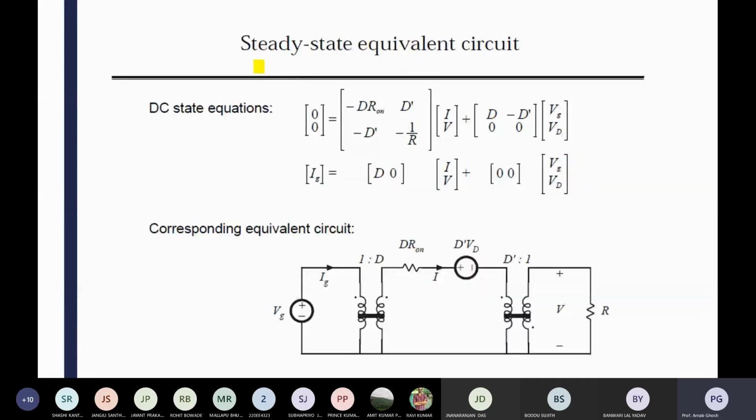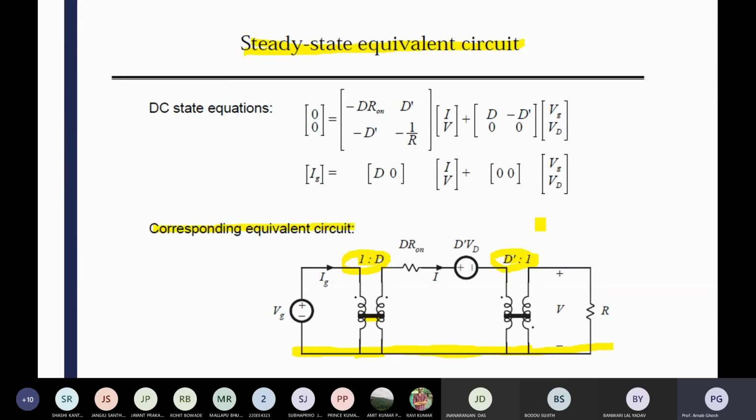Then you get the steady state equivalent circuit. If you go for the steady state equivalent circuit, it is definitely your DC value. In both cases there is no isolation, both are similar, the values are connected, that's why it is connected in a single line. There is no isolation, but we are making it equivalent, so you consider one DC transformer with turns ratio 1:D, and on the second side it is D' to 1. This is the corresponding equivalent circuit for the DC transformer model.